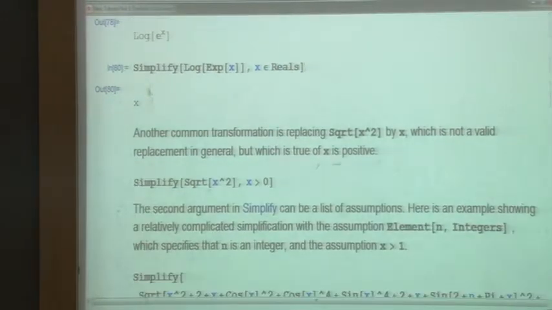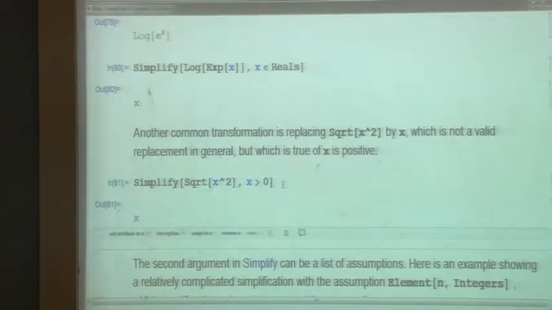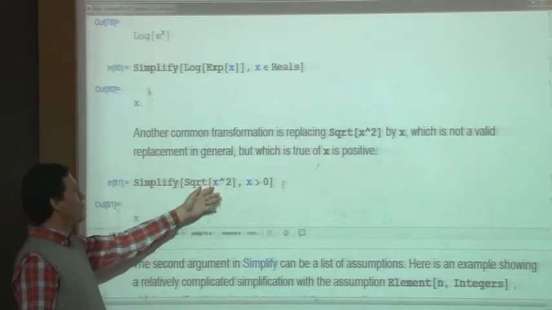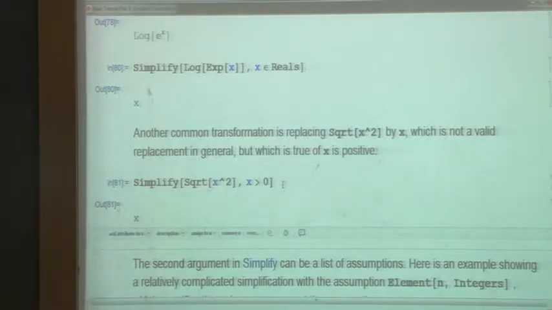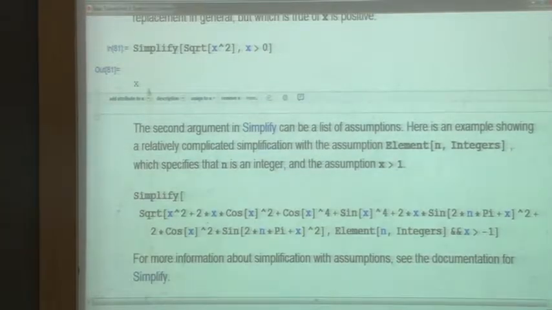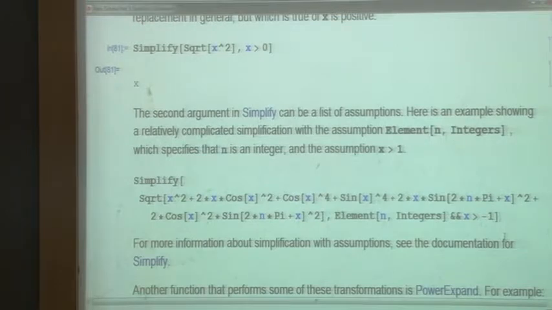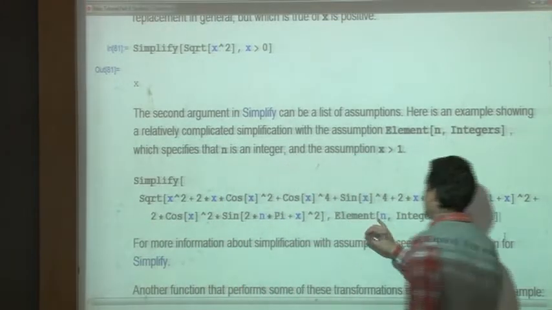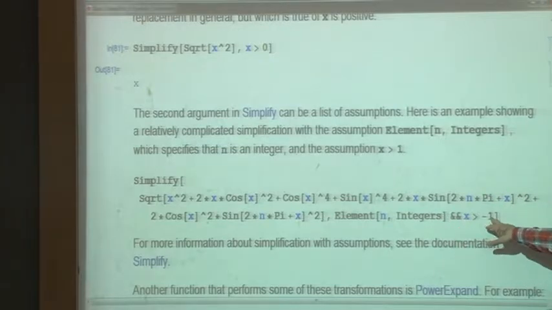Element Reals. In this case, we can also assume that x is greater than 0, and it gets simplified. So the assumption in this case has nothing to do with the domain of the function, but with the values of x. Or, as I said, it could be integers. In this case, for this one, we've got two assumptions: that n belongs to integers and that x is greater than -1.